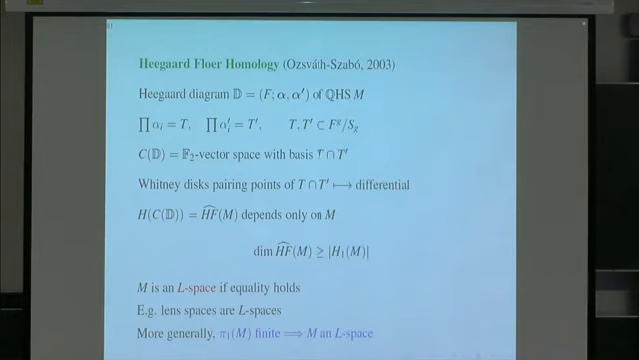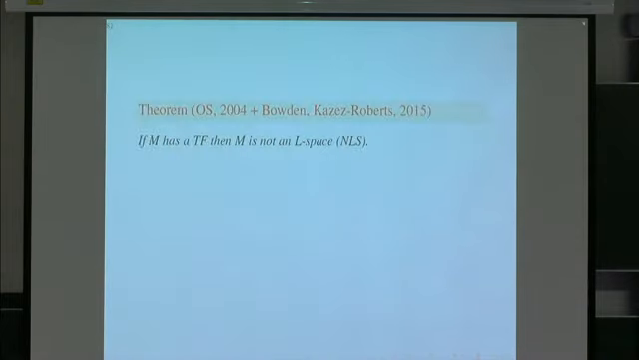So here we have this other notion in three-dimensional topology coming from Heegaard Floer homology, the notion of an L-space. And there is a fundamental theorem by Ozsváth and Szabó relating this to taut foliations: if a manifold has a taut foliation, then it's definitely not an L-space. This uses contact structures and symplectic four-dimensional topology and so on. It turned out that there were some technical smoothness assumptions needed for the original proof, but these were removed quite recently by Bowden and Kazez and Roberts. So we can now state this without any conditions.